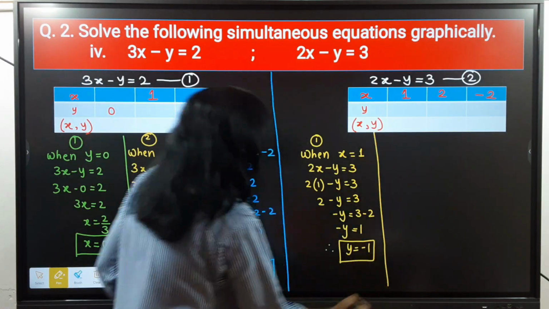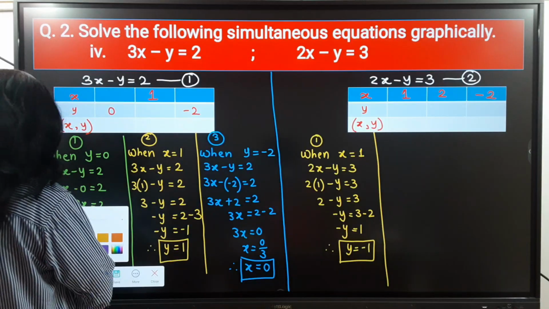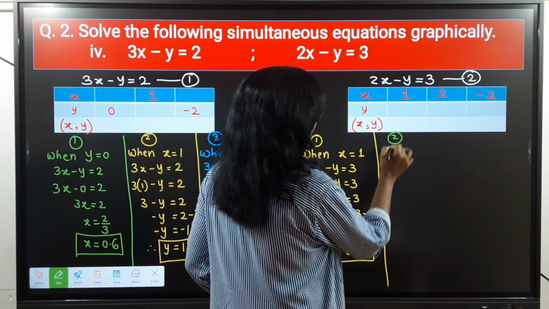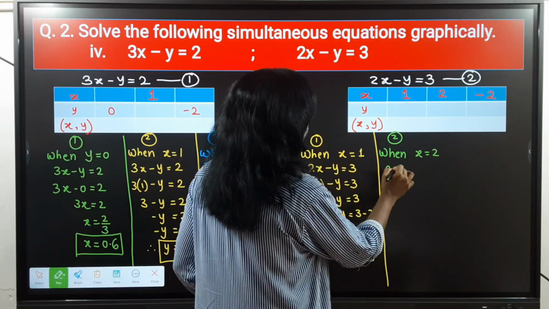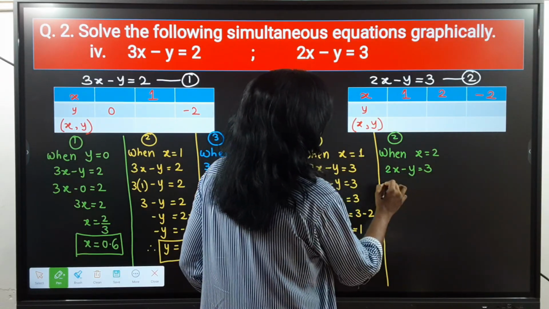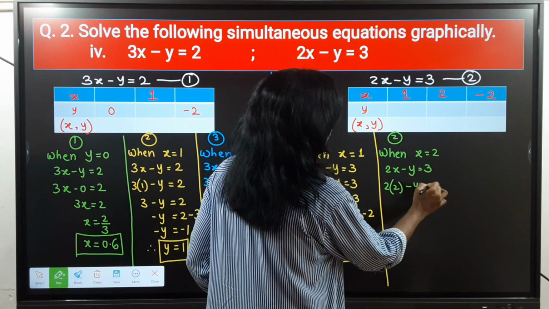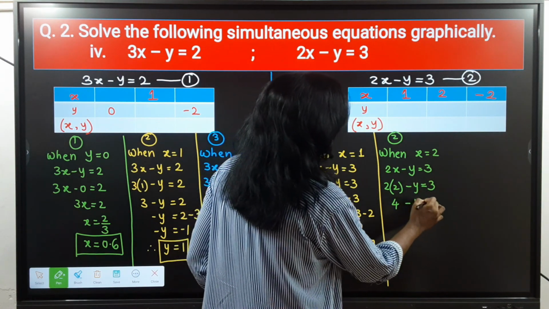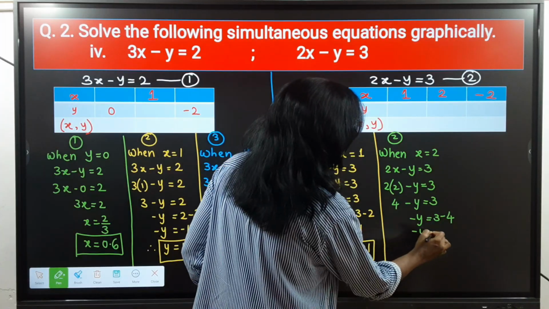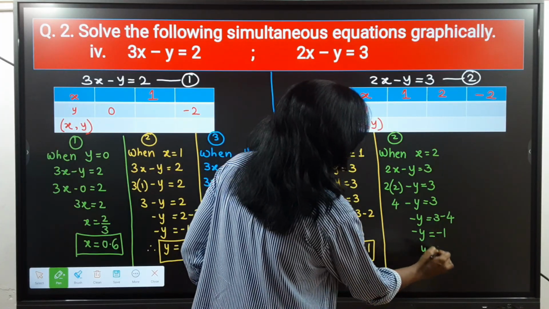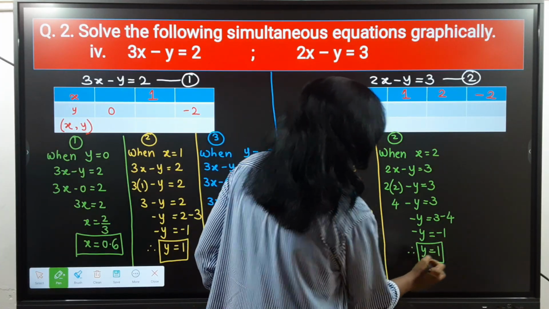Then the next considered value is when x is equal to 2. The equation is 2x minus y is equal to 3. So 2 multiply 2 minus y is equal to 3. So 2 2s are 4 minus y is equal to 3. Minus y is equal to 3 minus 4. So minus y is equal to minus 1. So y is equal to 1. Therefore y is equal to 1. Okay.